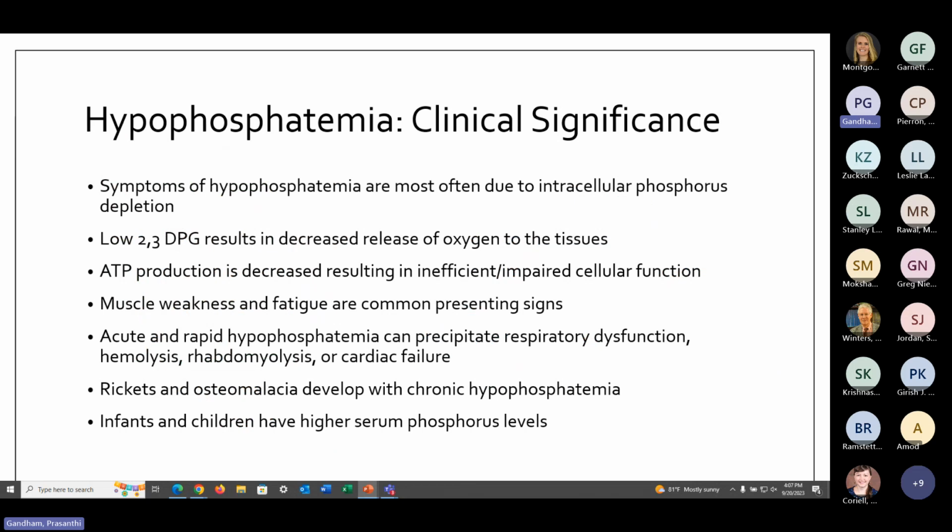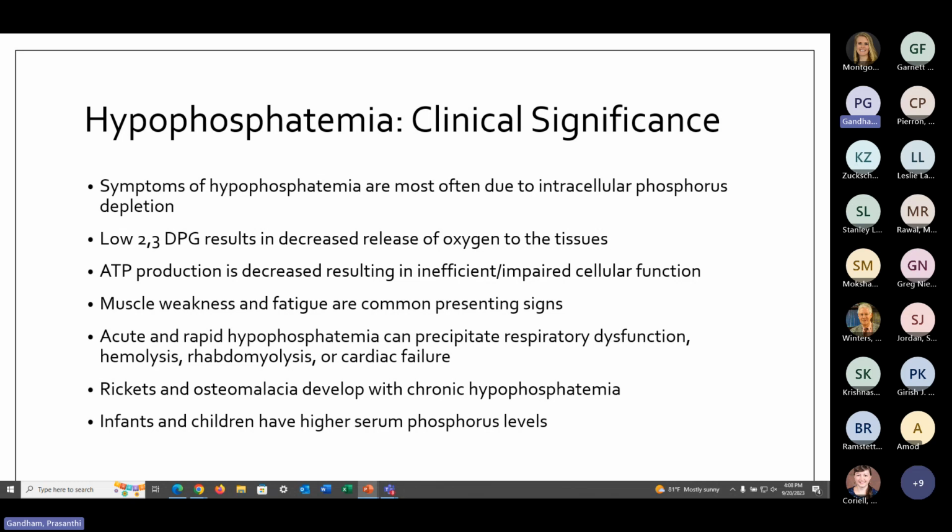So when one has hypophosphatemia, there's a number of various clinical features that are seen. Typically, the symptoms of hypophosphatemia are due to intracellular phosphorus depletion. In the setting of hypophosphatemia, you have low 2,3 DPG, which results in a decrease in the release of oxygen to the tissue. And this is due to the increased affinity of hemoglobin for O2 in low DPG states.